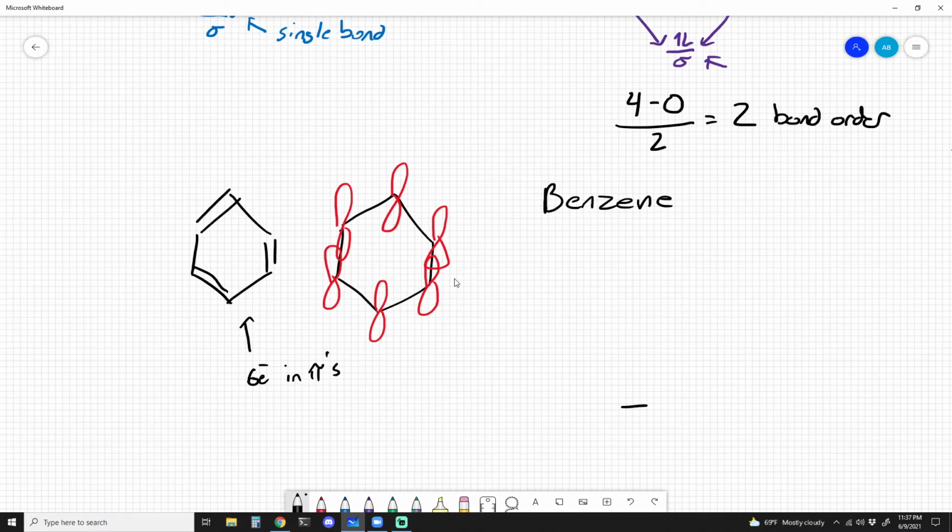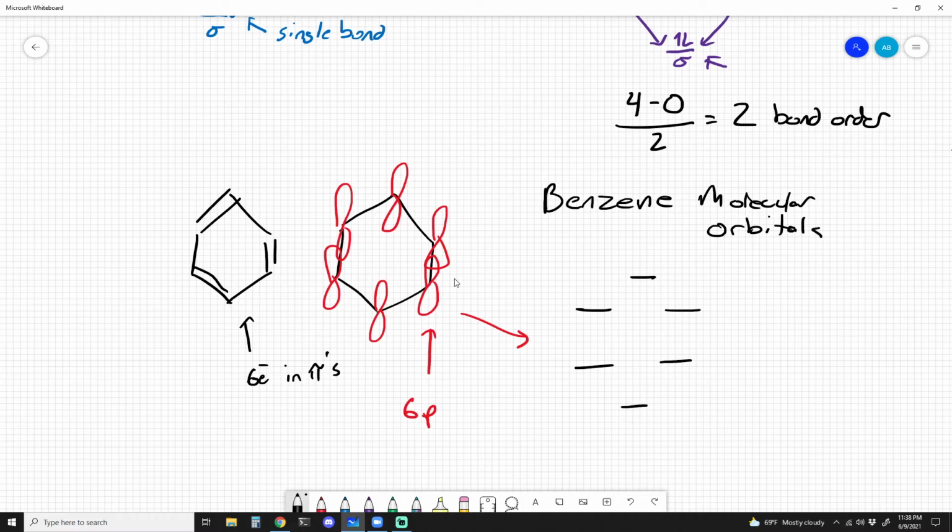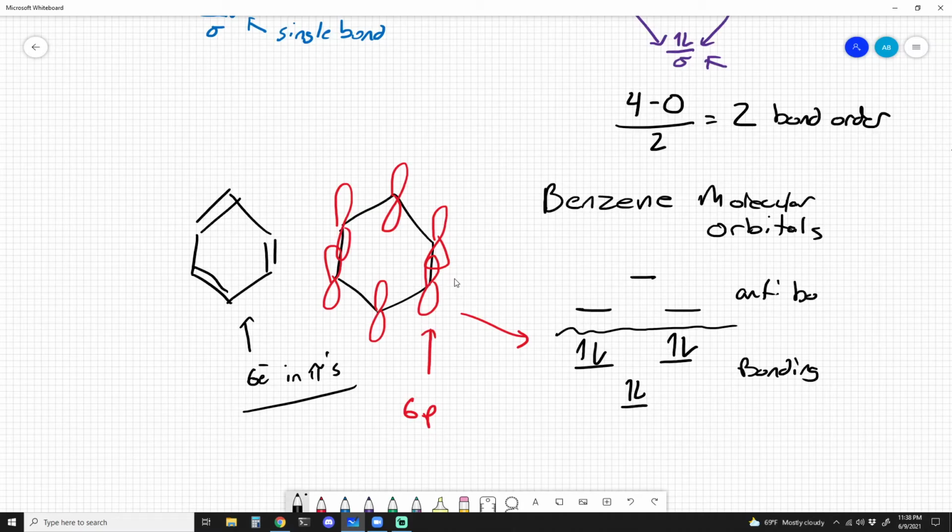And so the molecular orbital for benzene looks kind of like this. And it's basically you take these, there's 6 p orbitals, and those hybridize to molecular orbitals in energy somewhat similar to this. So if we have 6 electrons in these pi bonds, we have 1, 2, 3, 4, 5, 6. So these right here are your bonding. These are your anti-bonding.